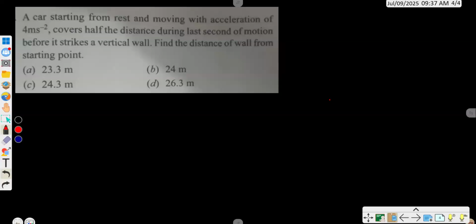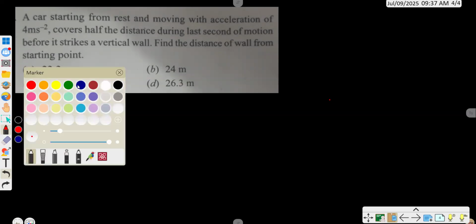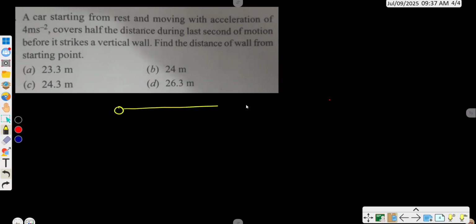Next, let us start with this question. It says a car is starting from rest, moving with an acceleration of 4 meters per second squared. So the car is moving in this way, A, B, and C. Let us suppose this is the last second of motion.